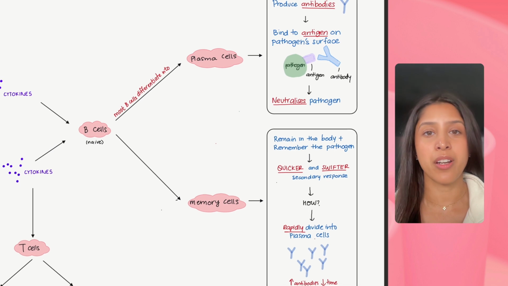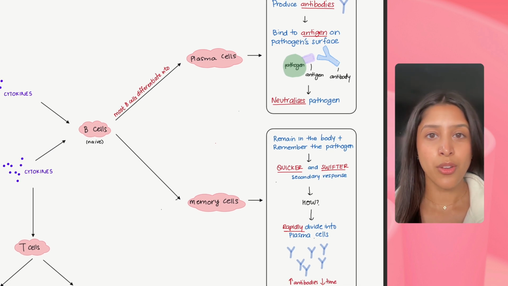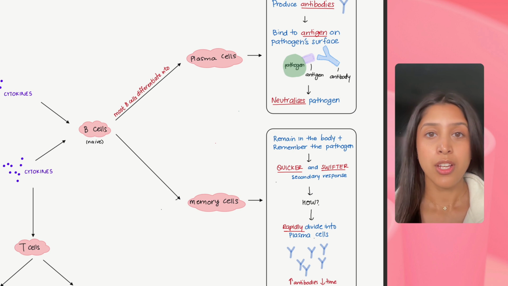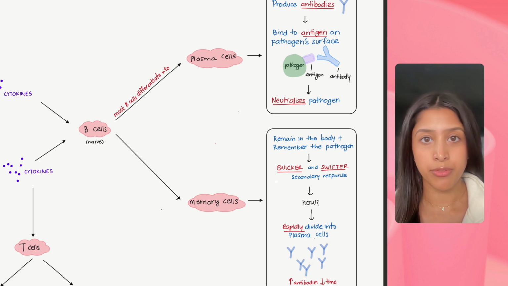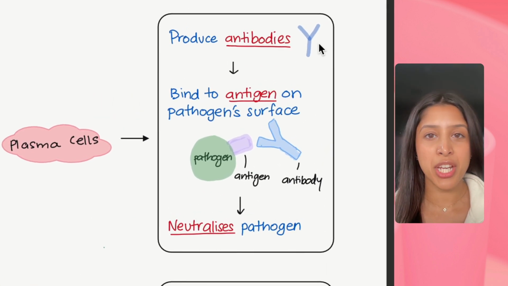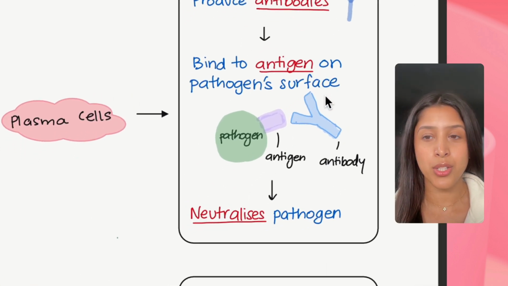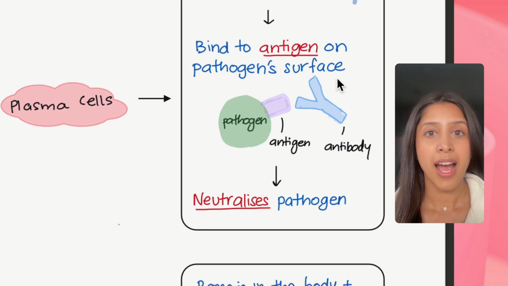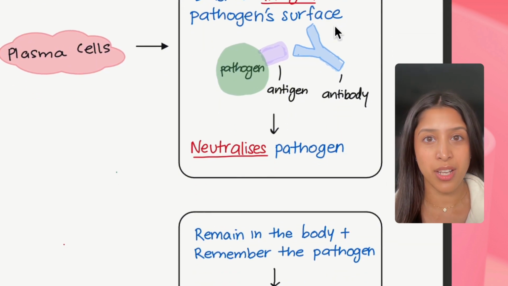B cells are a part of what we call the humoral response. So they help mainly to fight off pathogens that are found outside of cells. So they could be found in the blood or lymph, for example. And their main path of attack is through these molecules called antibodies. Antibodies are these Y-shaped proteins that bind to a specific antigen that's found on the surface of a pathogen. And they help to neutralize that pathogen as a result of it.